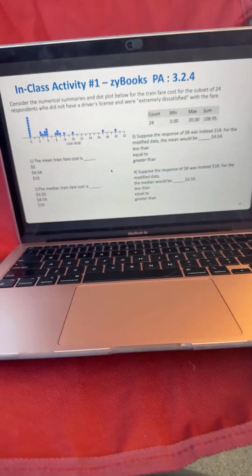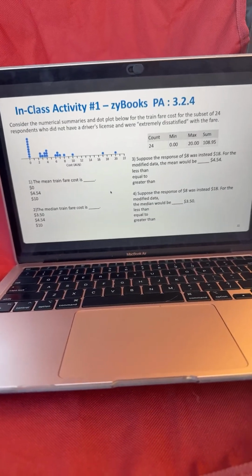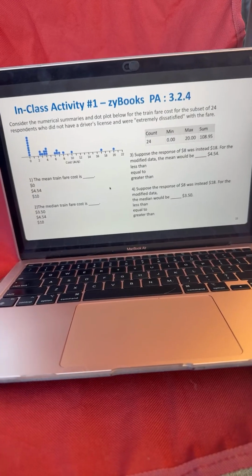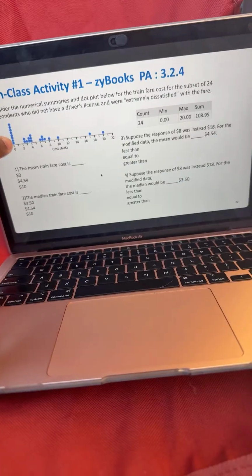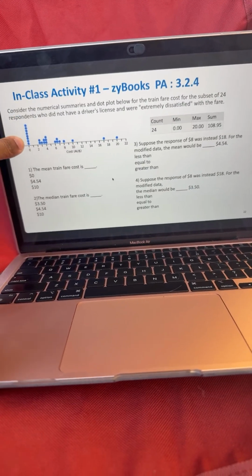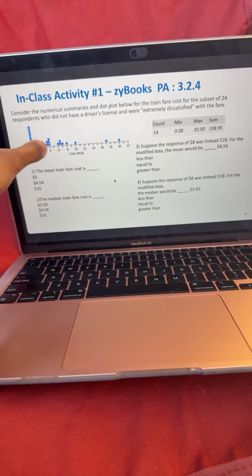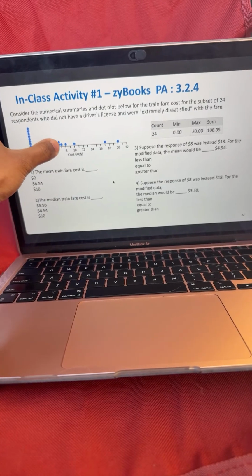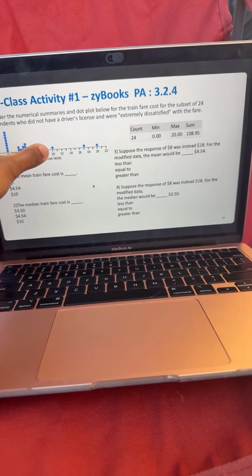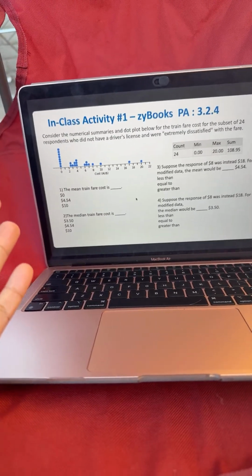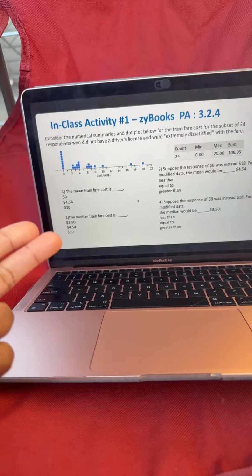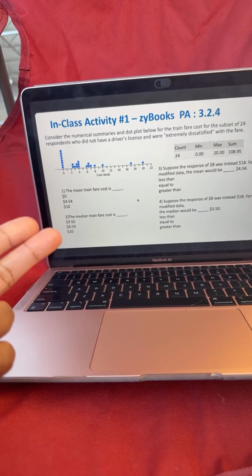Okay. In the class activity, the mean train fare cost is all of them combined. So you'd have 8 zeros, 8, 9, 10, 11, 12, 13, 14, 15, 16, 17, 18, 19, 20, 21, 22, 23, 24. So 24. Okay, so you're dividing the total by 24, and then you add it all together.